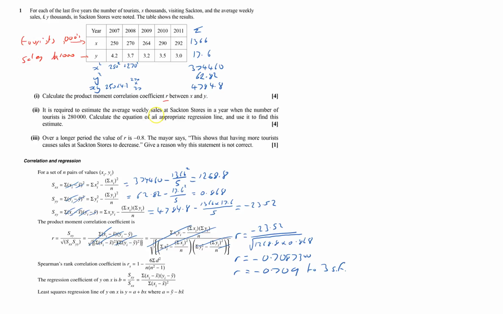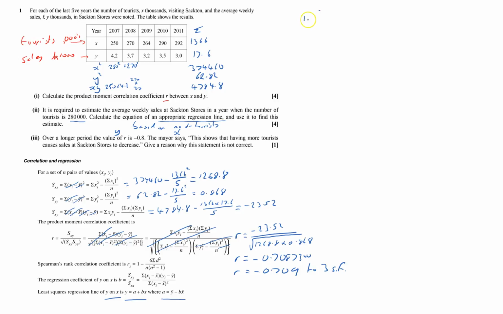Estimate the average weekly sales of Slackton stores in a year when the number of tourists is 280,000. I've got to use an appropriate regression line, and here it's based on the number of tourists. Tourists is the x, so it's based on x, therefore I want y on x. From the formula sheet, y on x is this way round, a is this, and I've got to work out what b is first.